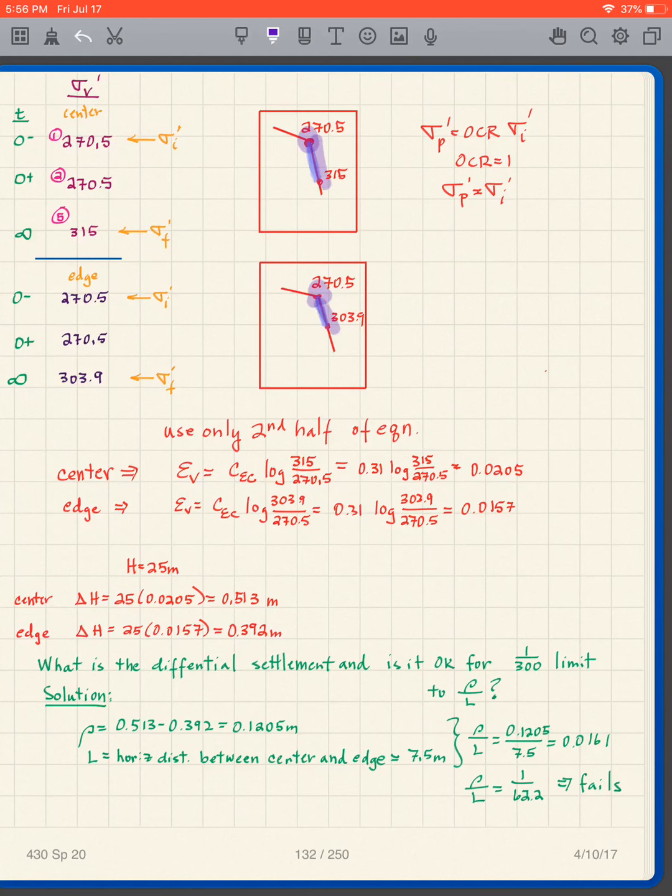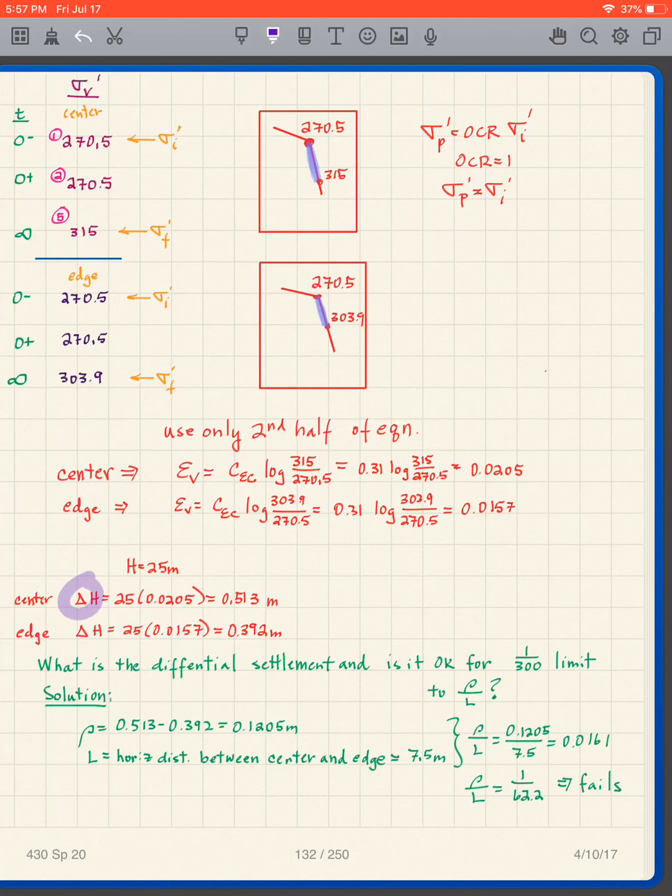I put down the sigma prime F. That means I only use the second half of the equation, the C epsilon C. I'll use only 315 over 270.5, and 303.9 over 270.5. And then I'm using my value of C epsilon C. And that's it. Plug those in. Those are my epsilon V's. And then we've computed our H. Our H is 25 meters.